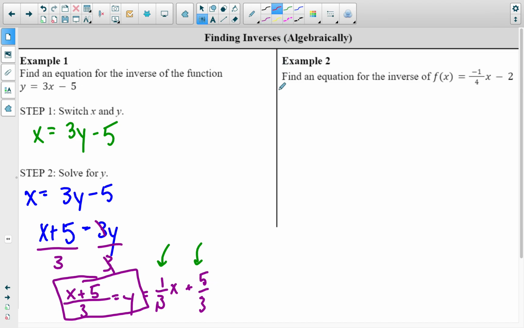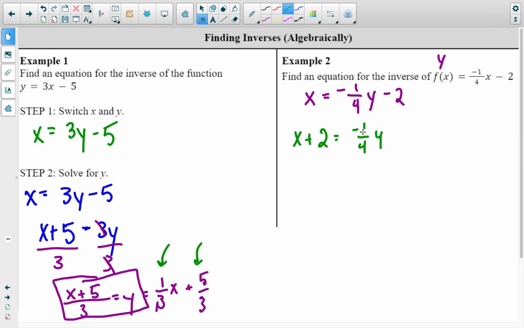Pause the video, give this one a try. Example 2. Remember, f of x is kind of like our y here, so we can just switch spots: x equals negative 1/4 y minus 2. Now we want to solve for y. Add 2 to both sides. We get x plus 2 equals negative 1/4 times y. And now we want to get this y by itself.